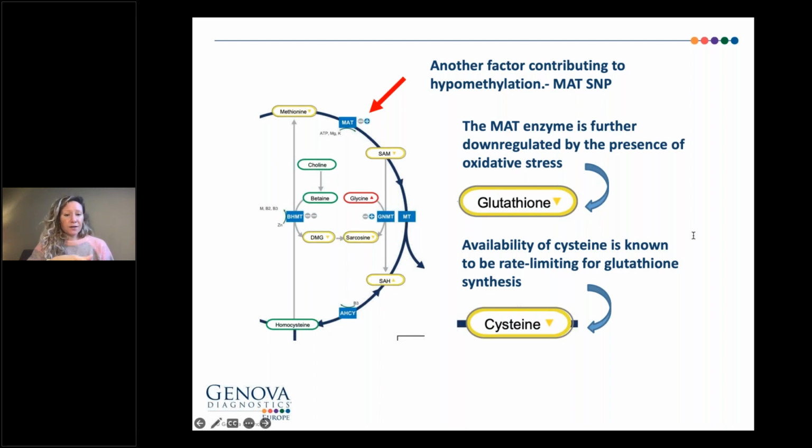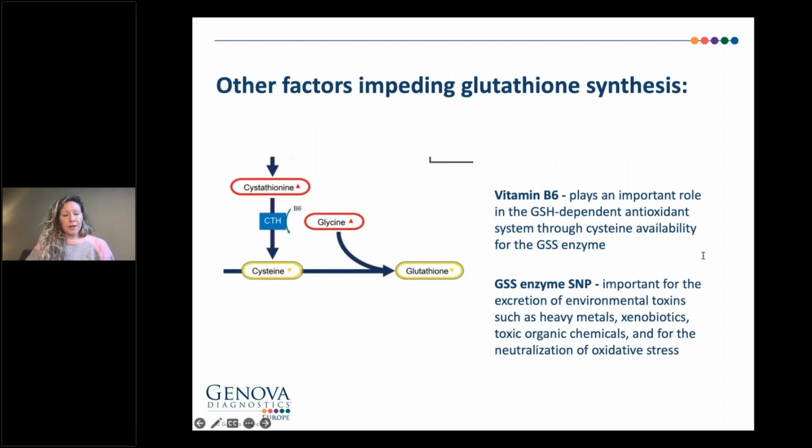In addition, you can also see that cysteine was also moderately low, and the availability of cysteine is known to be rate limiting for glutathione synthesis. So this could be further contributing to her low glutathione levels. So there are some other factors that could have been impeding her glutathione biosynthesis.